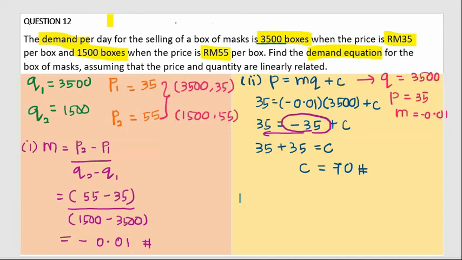Then don't forget to write down P equals MQ plus C. Now replace M and C. So we have P equals negative 0.01Q plus 70.